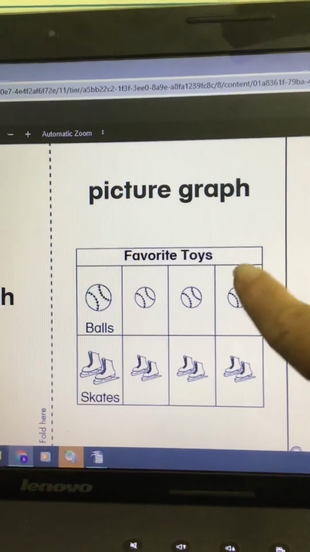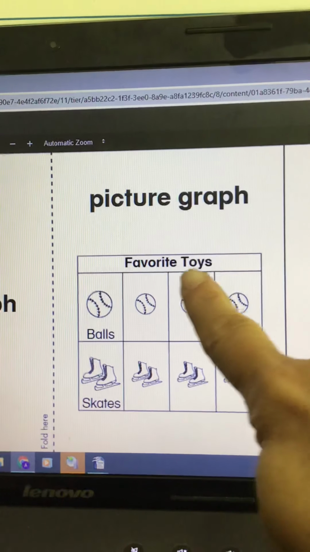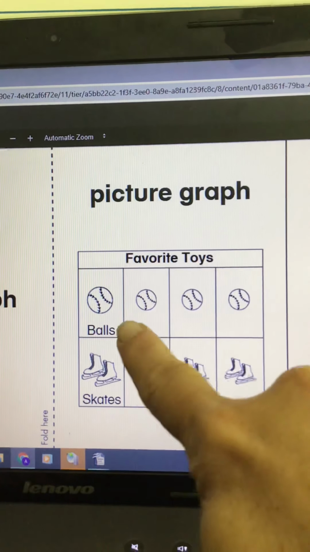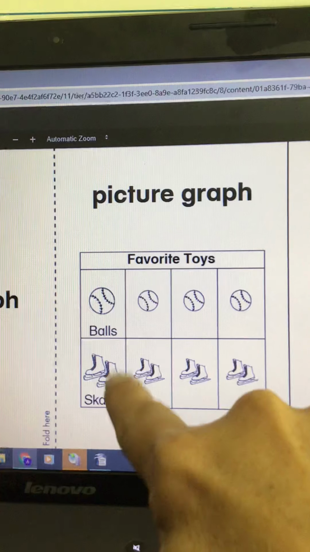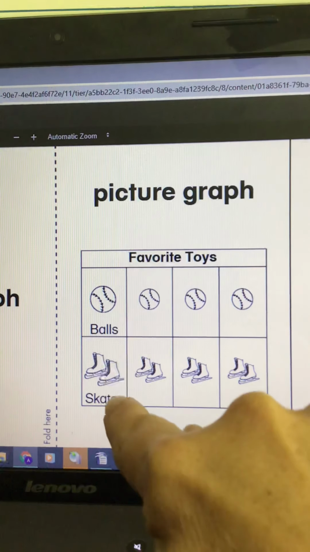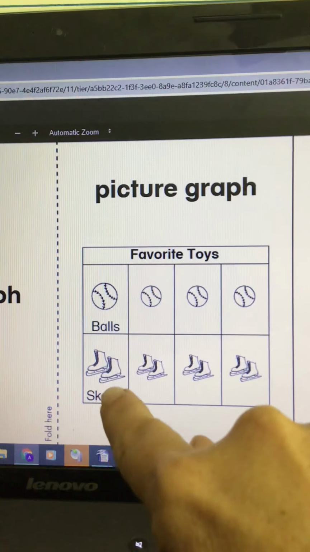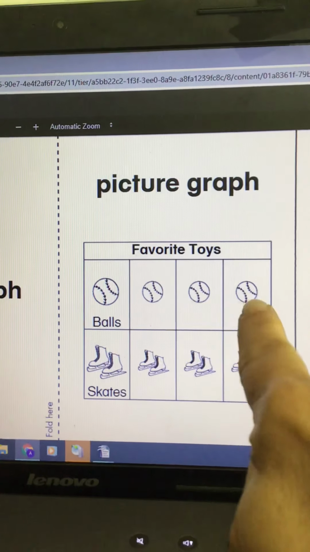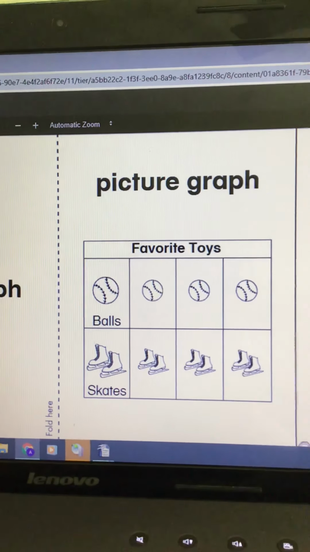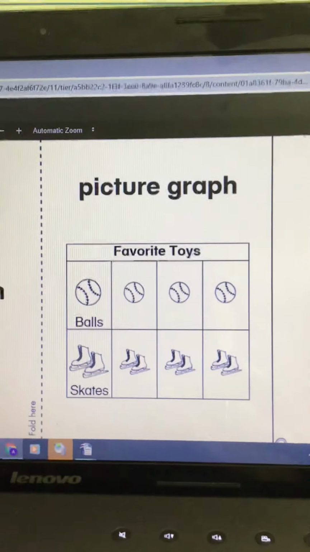It tells us the title of what the graph is about at the top, favorite toys. And then it gives us two different subjects for the graph, balls or skates. And then there is a picture to show when somebody chose that as their favorite.